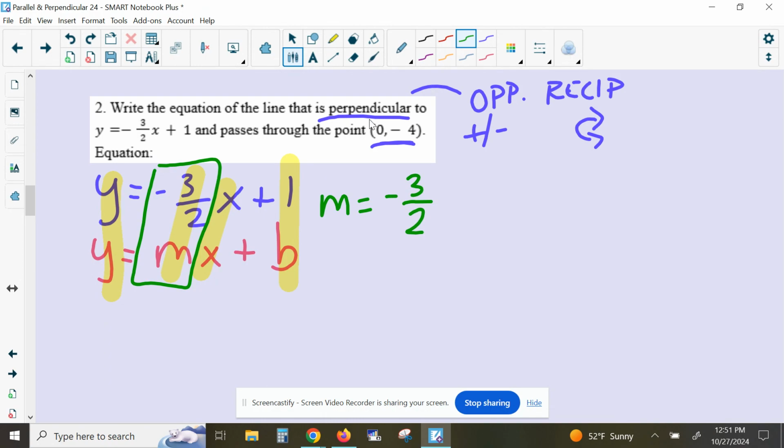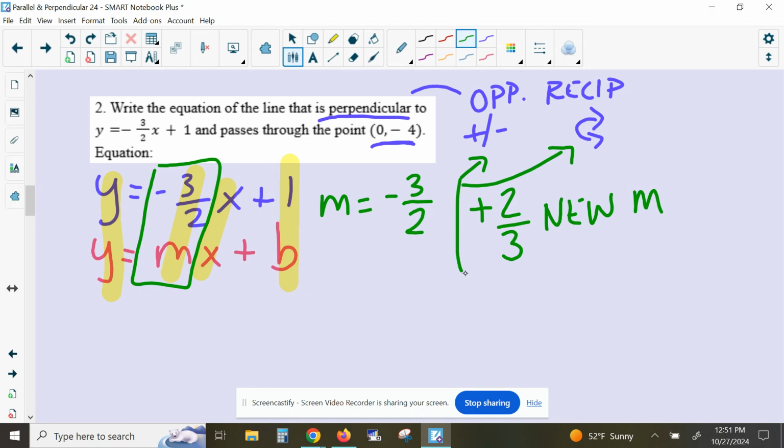But we want the line that's perpendicular to it. So we need the opposite and reciprocal of this. The opposite of a negative would be a positive, and then reciprocal, upside down, is going to be 2/3. So this is going to be our new m, or our new slope. This is what we're dealing with. We want this slope now, positive 2/3.